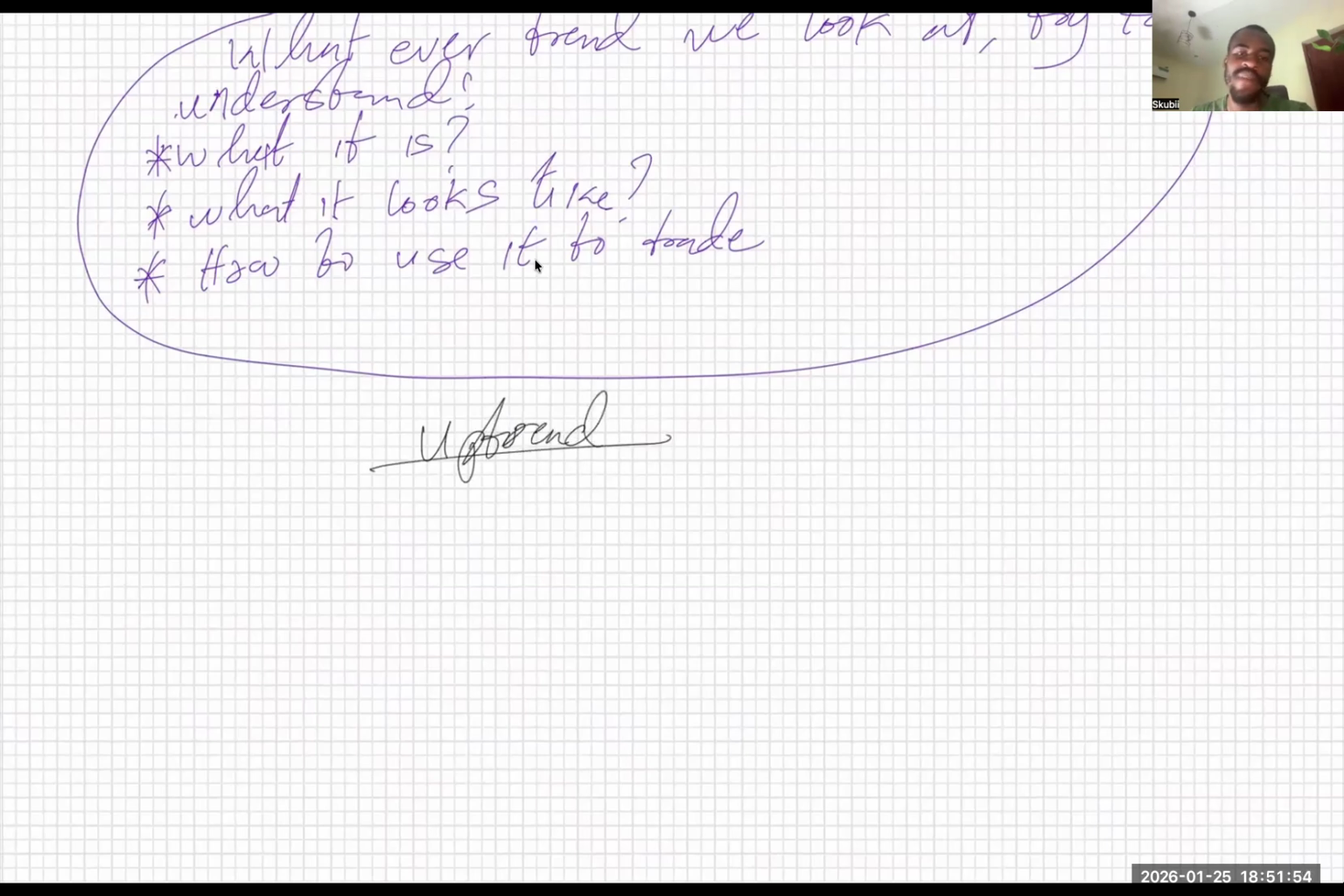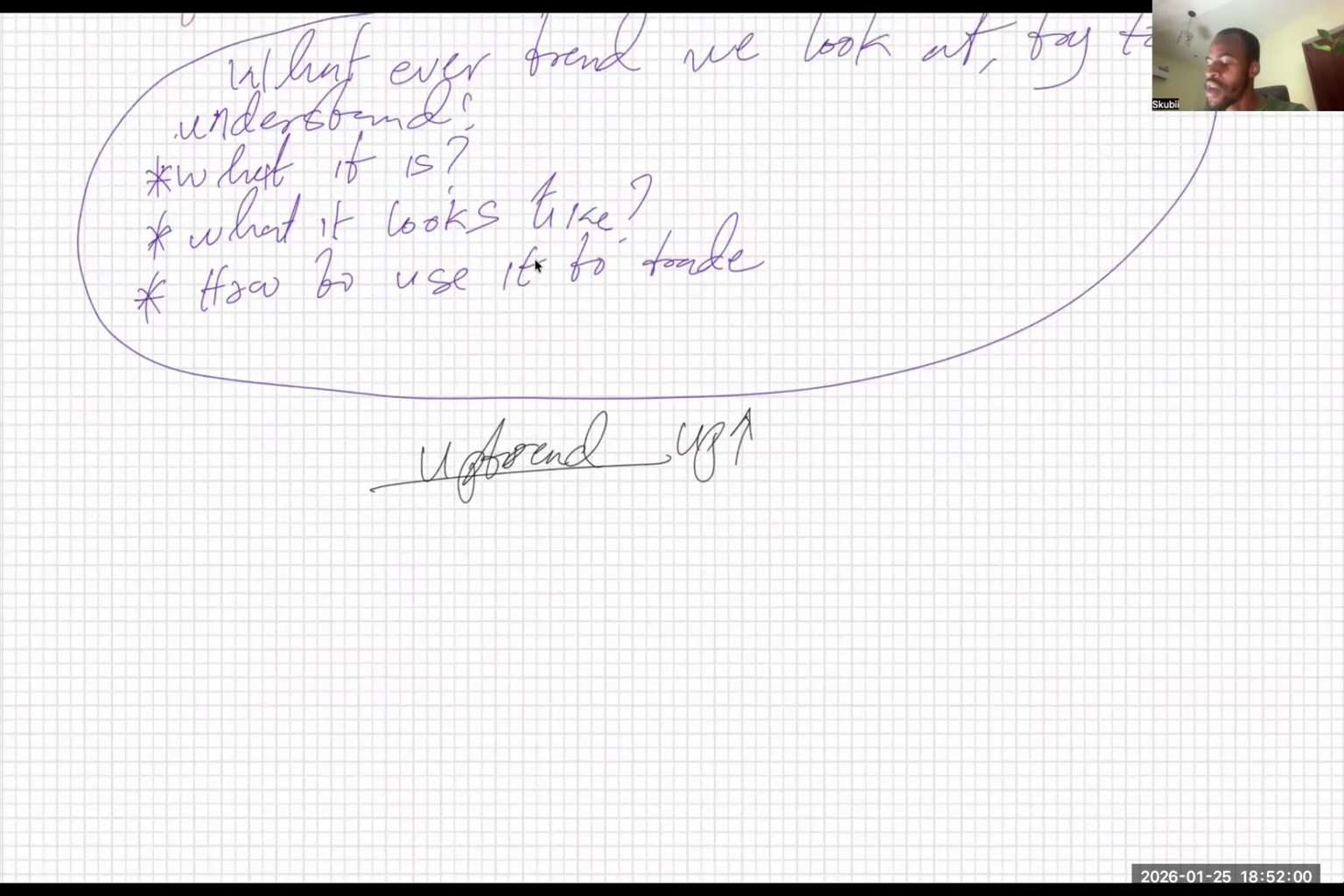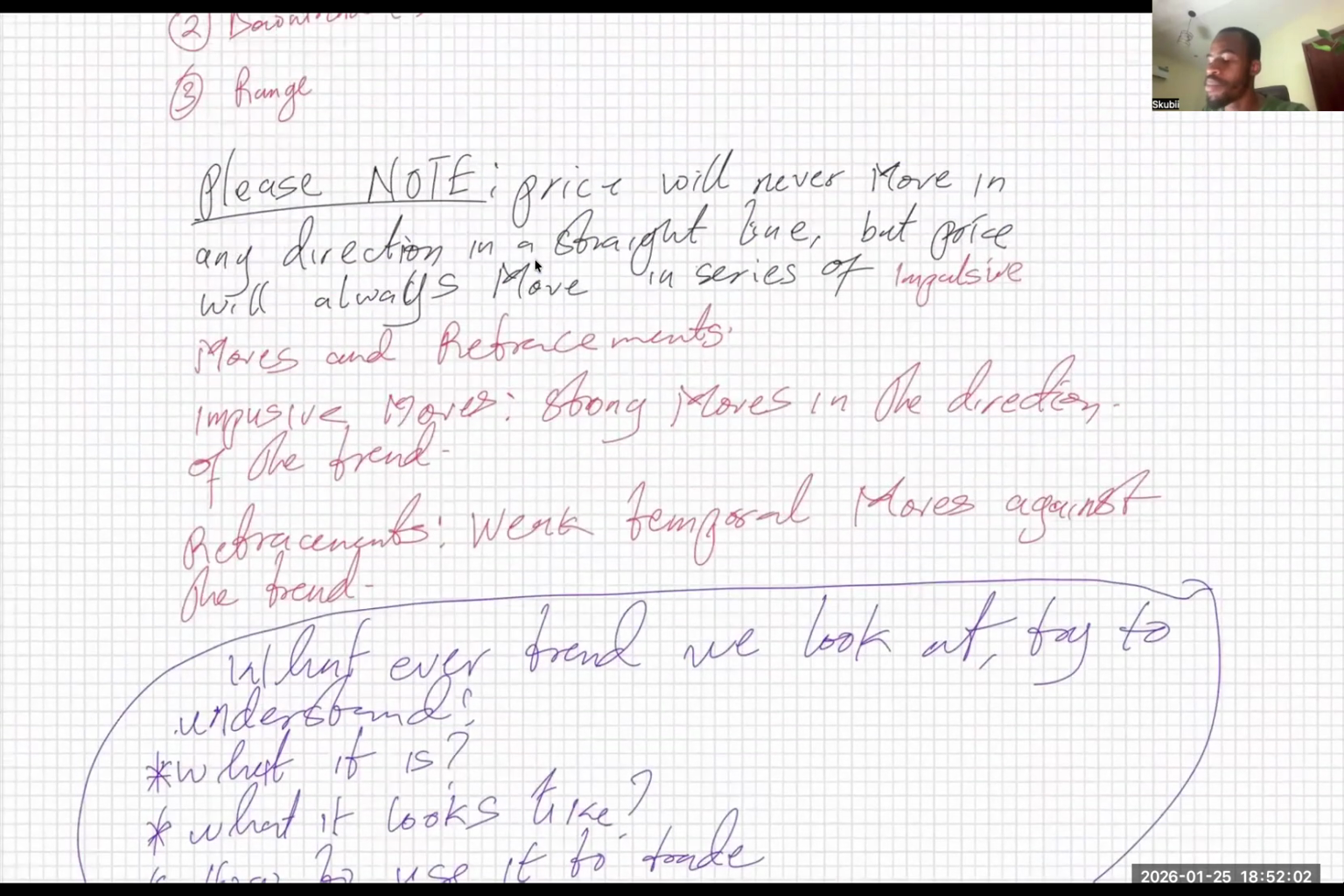Now, an uptrend is a market condition where price is moving up. Do you get? But then, if you look back to what we said here, price will never move in any direction in a straight line.